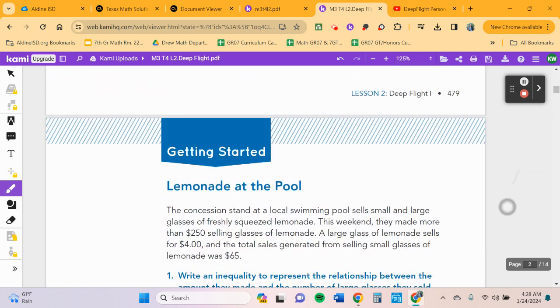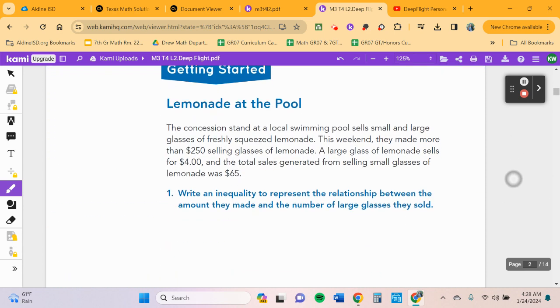Let's get started, moving straight to the getting started. Lemonade at the pool. The concession stand at a local swimming pool sells small and large glasses of freshly squeezed lemonade. Before I continue, be reminded you should be annotating this problem as we read. This weekend, they made more than $250 selling glasses of lemonade. A large glass of lemonade sells for $4, and the total sales generated from selling small glasses of lemonade was $65.